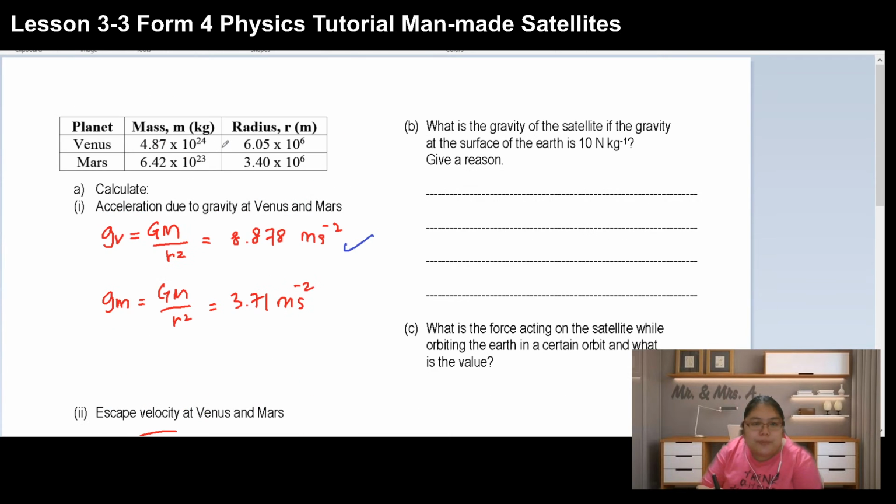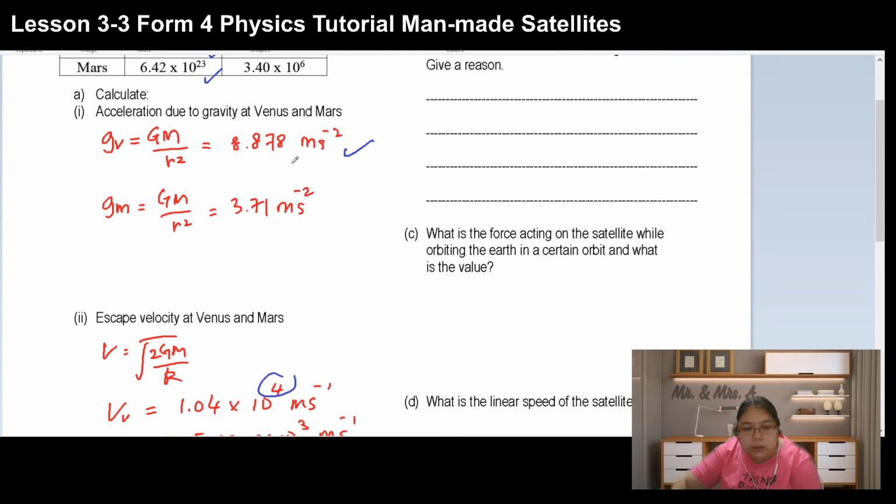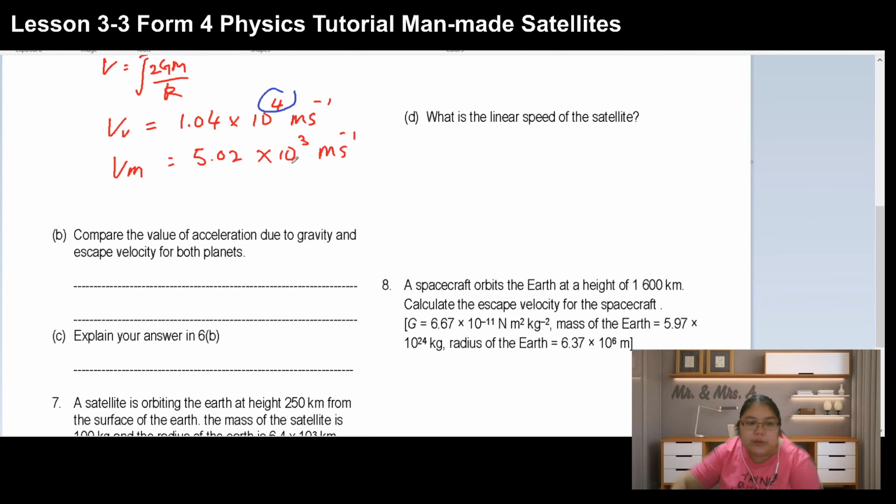What is important is the mass. Mass is the first thing that affects the gravity and also the velocity. The radius for both is also power of 6. So the important thing is the mass. When the mass is bigger, gravity is bigger, and your escape velocity also increases. So from here, they ask you to compare the value of the acceleration due to gravity and escape velocity for both planets. So we find the value for both.